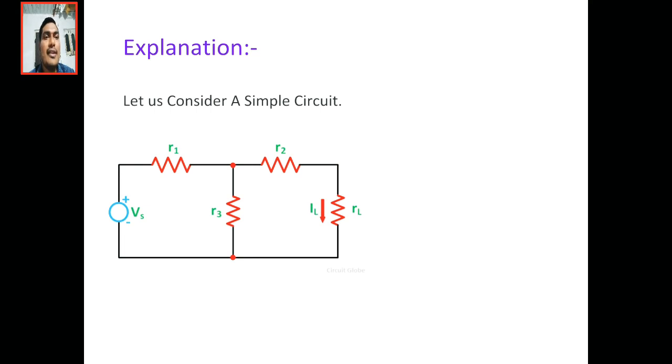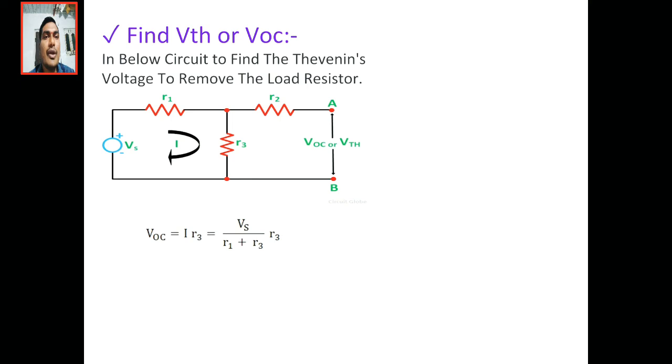So what are the steps we have to follow? First, we are already given the current direction. Now when we are finding Thevenin's voltage, we have to open the load resistance, the resistance where we have to find the current. So see here, in this slide you can see we have removed RL and we are finding the current. After that, Thevenin's voltage V equals I into R, as we already know from Ohm's law. So open circuit voltage VOC is equal to I into R3.